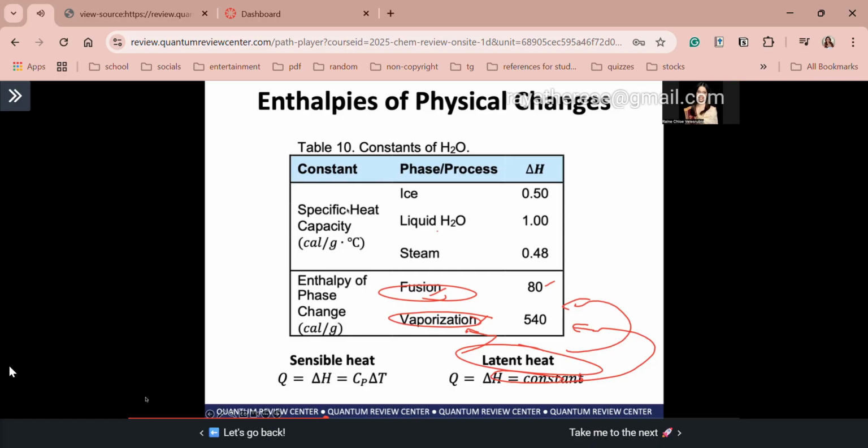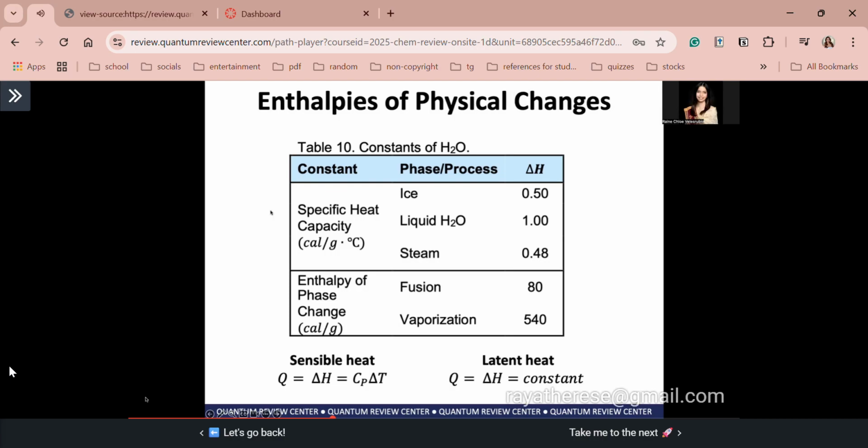Next, we have here constants, specifically the specific heat capacity of ice, liquid water, and steam. The respective values are 0.5, 1, and 0.48. Guys, these are very easy to memorize, okay? So these are the values you will use in calculating the sensible heat. Again, the specific heat capacity is what we use to calculate the sensible heat. Okay? The units of specific heat capacity is cal per gram times degrees Celsius. So guys, you can still use cal per gram Kelvin for specific heat capacity. Okay? That's fine. You can use any depending on the situation. In this situation, degrees Celsius was used.